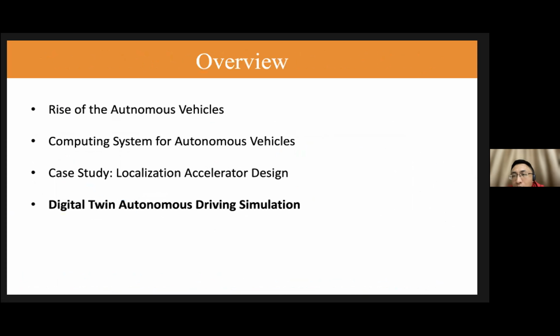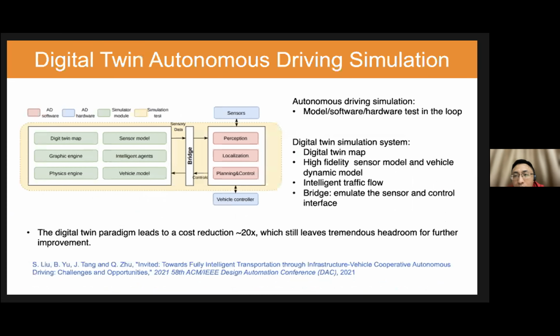The last part briefly introduces the digital twin-based simulator. This page is about the simulation tool for testing and verifying autonomous driving software and hardware. Testing an autonomous driving system is very expensive. Keeping a number of autonomous vehicles running on the road is expensive. So if you want to test a highway scenario, you have to drive the car to the highway.